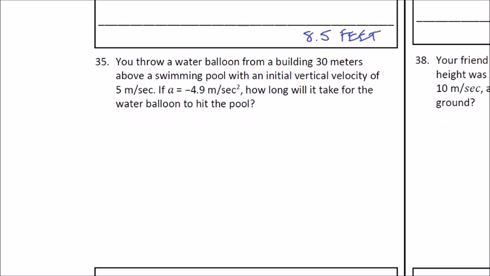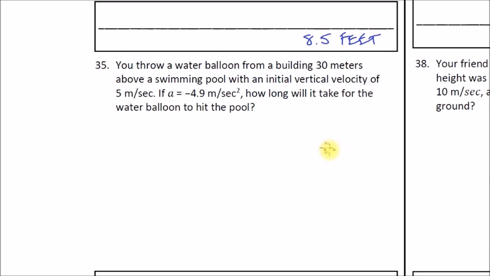Okay. Let's see if I got this one worded right. 35. You throw a water balloon from a building 30 meters above a swimming pool with an initial vertical velocity of 5 meters per second. If a is negative 4.9 meters per second squared, how long will it take for the water balloon to hit the pool? Well, I finally got one where the wording is correct.